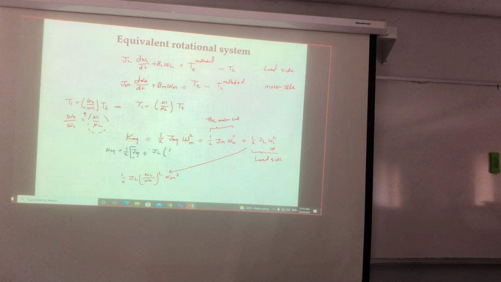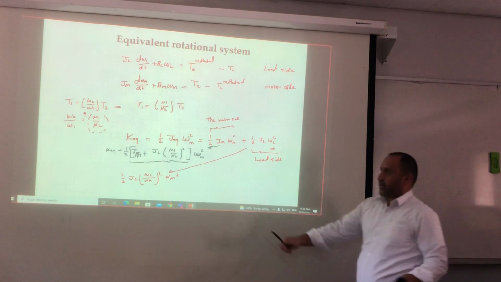Now this one I can write as (N1 over N2) squared, multiplied by omega m squared. So now this one is what? This is Jm. I'm writing this one to refer to the motor.